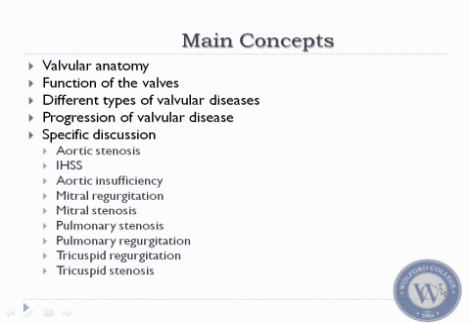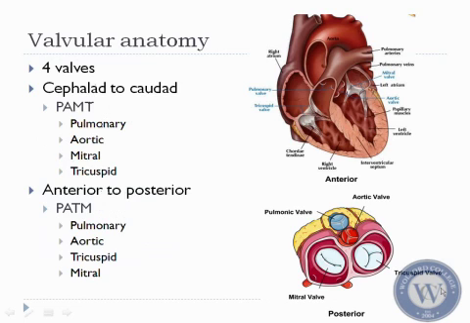Different types of valvular diseases, we'll talk about that next semester. The progression of valvular diseases, that's all talked about next. And then all these other ones, which eventually you're going to have to know, which is next semester. I'm just sort of showing you that we are going to cover it, which is aortic stenosis, IHSS, aortic insufficiency. All that will be covered next semester. Let's just do anatomy first to make sure that you guys get that down so you're ready for your test.